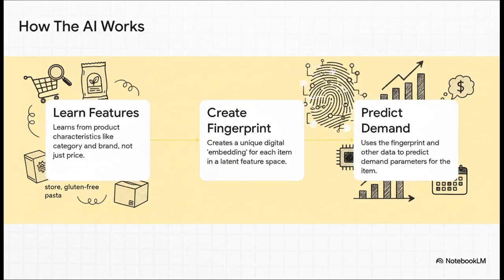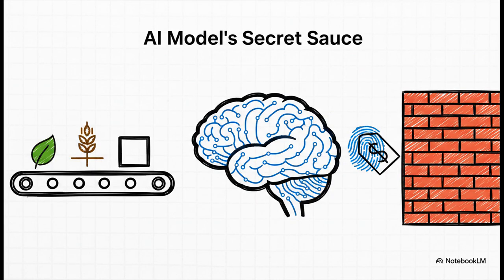It then creates a totally unique digital fingerprint for that item. It learns that, for example, organic gluten-free pasta behaves differently in the market than store-brand pasta, and it uses that deeper understanding to predict demand. Now, this is the really clever part.